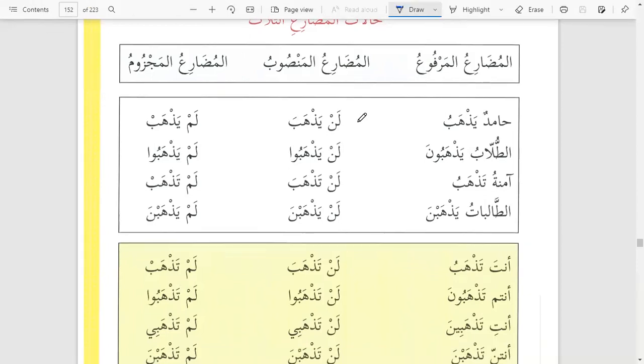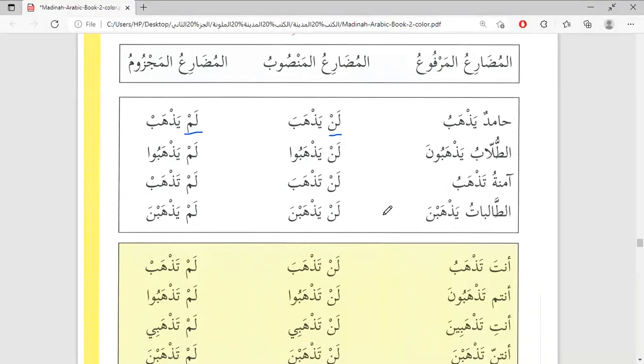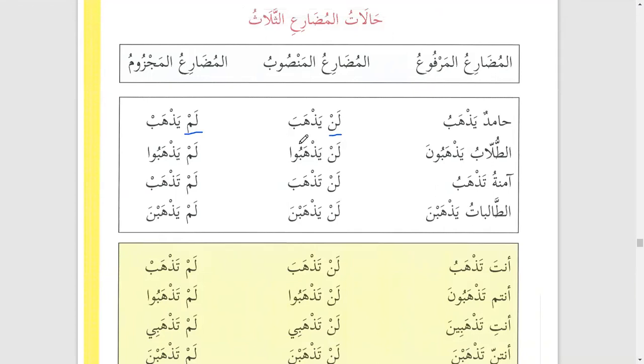What is uncommon? If you can tell me what is uncommon, inshallah, I'll let you go. The uncommon between these two is that the dhamma changes into fatha in mansub, and in majzoom the dhamma changes into sukun. Excellent. So for the first five forms of the verb, yadhabu, tadhabu, tadhabu, adhabu, and nadhabu, when we have harf nasiba before it, like lan or an or li, then dhamma changes into fatha.